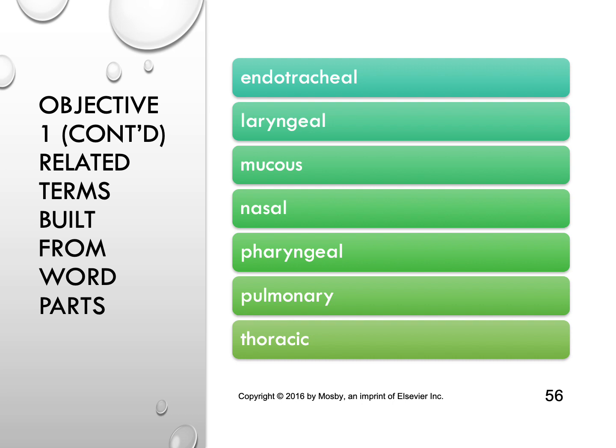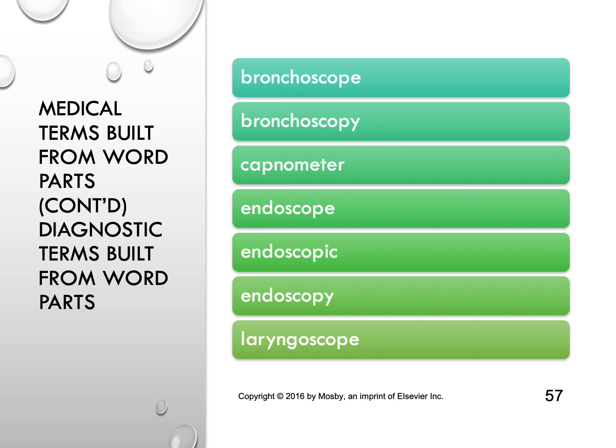Other terms that we can discuss: endotracheal, right? Pertaining to within the trachea, which I think we've seen some of these words before actually. So mucus we saw, nasal, pharyngeal, pulmonary. Thoracic is pertaining to the thoracic cavity. Let's look at the next slide.